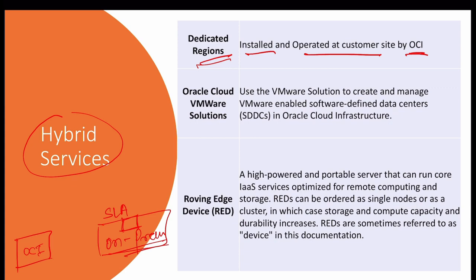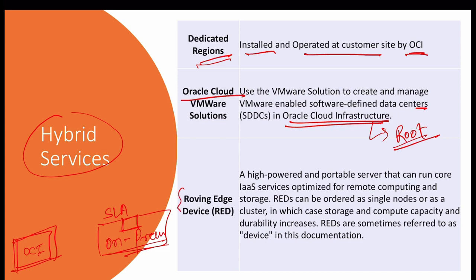Next service we have is Oracle Cloud VMware solution. What exactly is it? Use the VMware solutions to create and manage VMware enabled software defined data centers in Oracle Cloud Infrastructure. That means you can use the VMware solution in OCI as well, where you can host your VMware workloads. But the best advantage here is, even though it is in the cloud, you will have root level access on your VMware solution. So you will not feel any difference whether it is hosted in your organization or on the cloud.